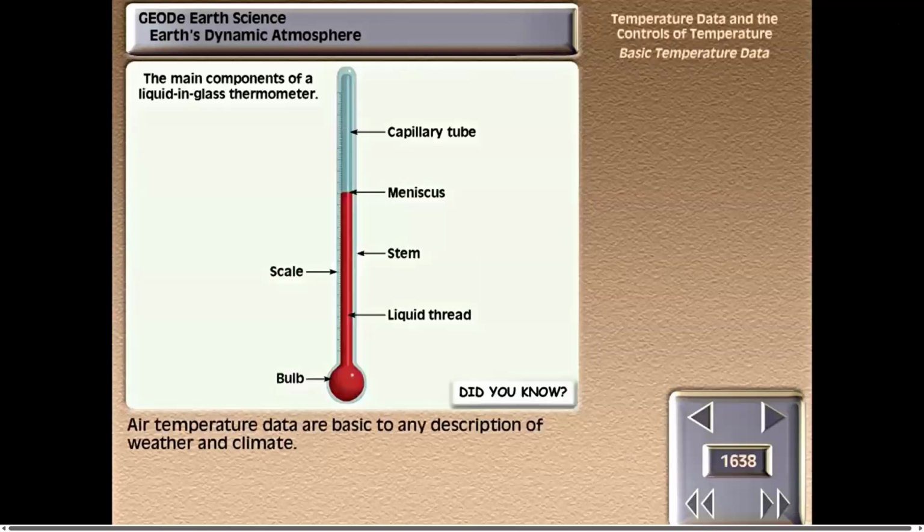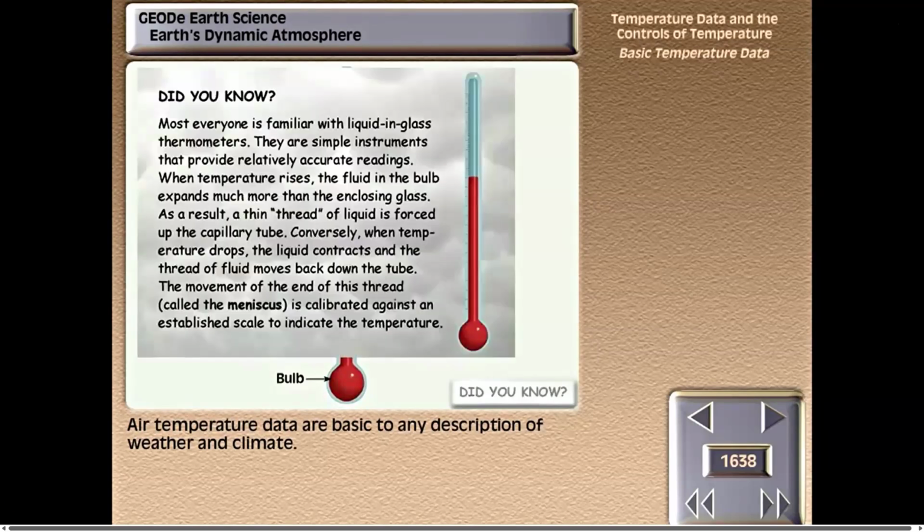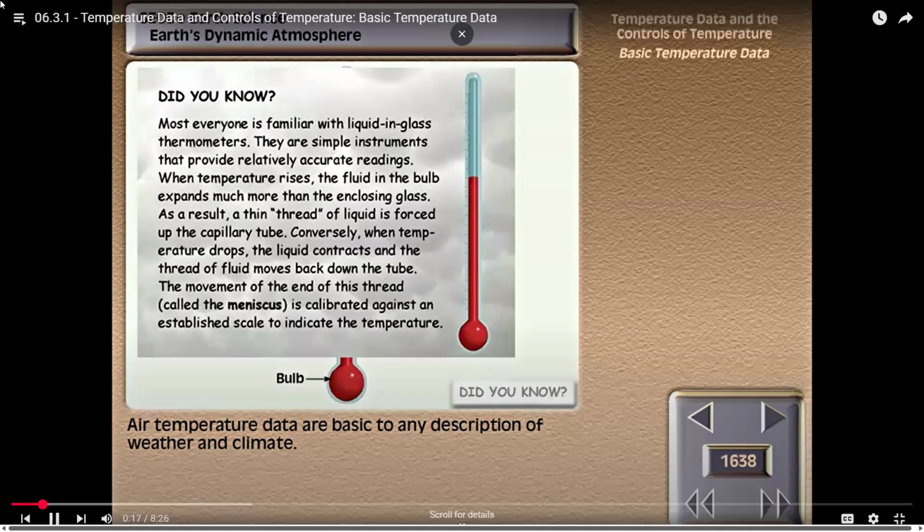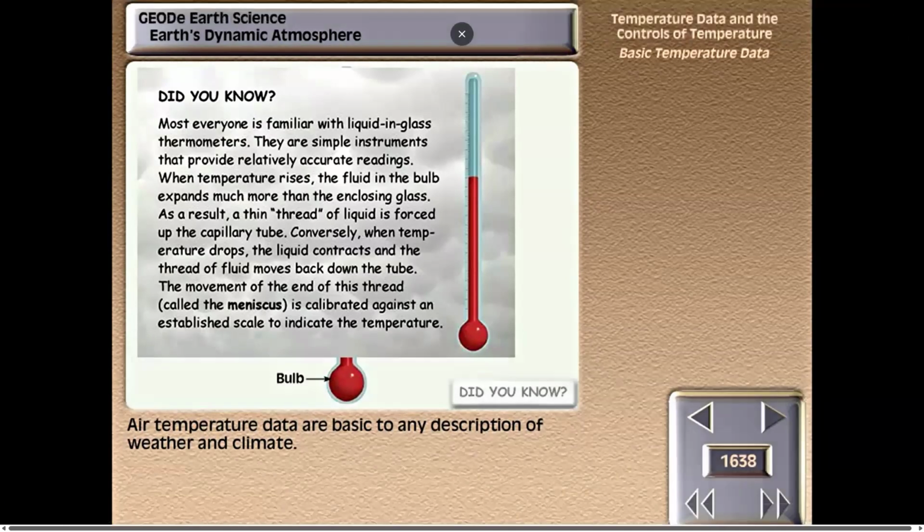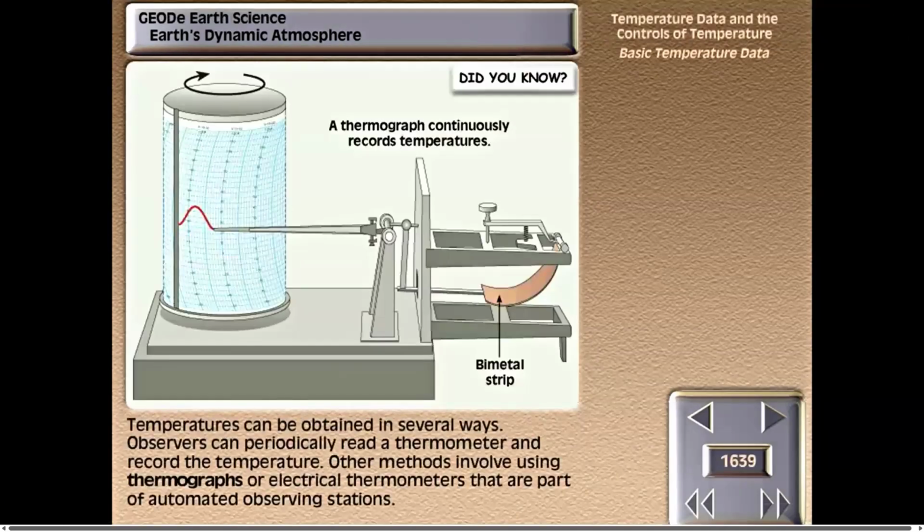Air temperature data are basic to any description of weather and climate. Temperatures can be obtained in several ways. Observers can periodically read a thermometer and record the temperature. Other methods involve using thermographs or electrical thermometers that are part of automated observing stations.